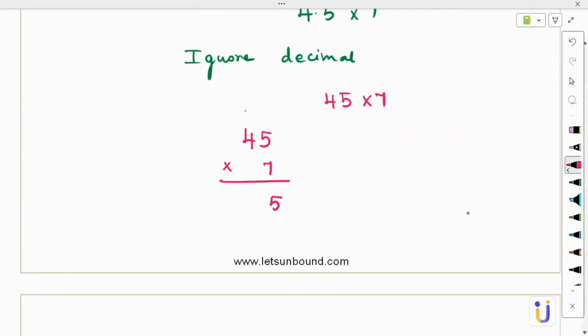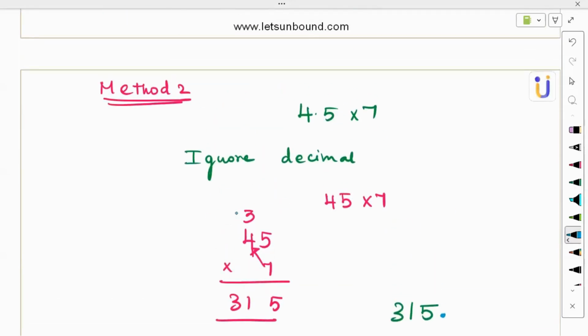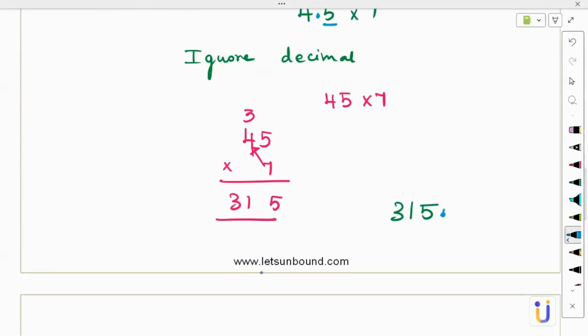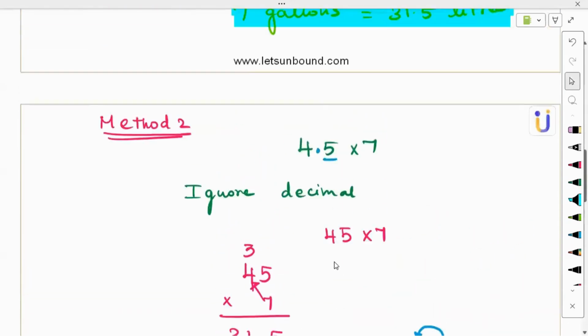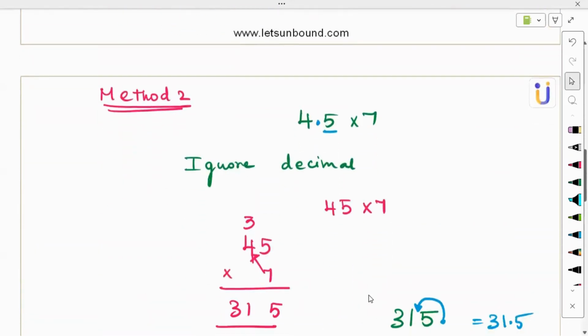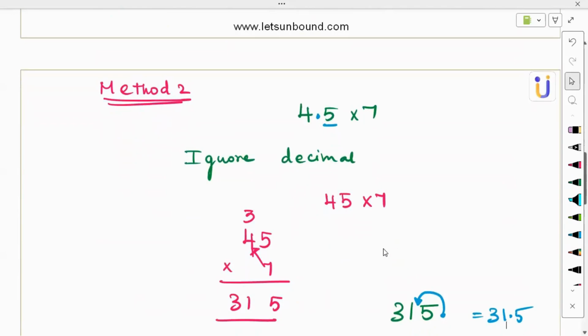7 times 5 is 35. 3 here. 7 times 4 is 28 plus 3, 31. So this is 315. Now our decimal will be waiting at the last. Now I ignored the decimal. At the final step, I need to introduce it back. So for that, you should count how many decimal places you have. So 1 place. So it should move 1 place to the left. You should get it back as 31.5. But in the simpler case, the first method will be very easy. But whichever way you find it easy, you can use that.